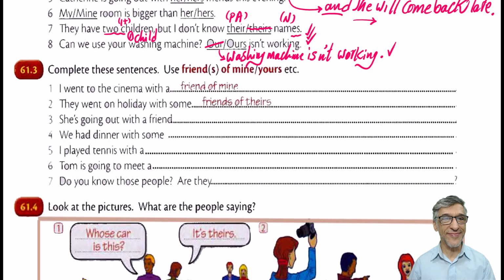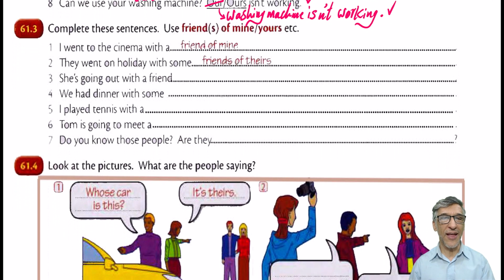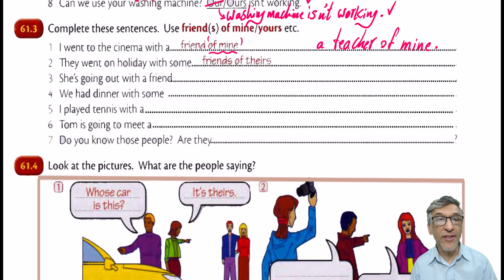Let's go for 61.5.3. Easy too. We have friend of ours, friend of mine. Some people try to memorize the language. They usually use friend of mine only. They do not say a teacher of mine because they do not know the structure. A teacher of mine. You can say, I went to the cinema with a friend of mine. Look at this part, you can change it. A teacher of mine.